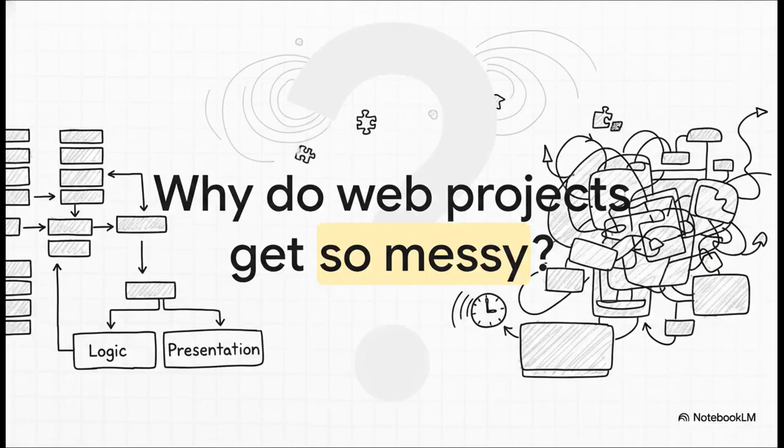But first, let's talk about a problem that, let's be honest, every single one of us has faced. You start a new project and everything's perfect. It's organized, it's beautiful, but then it grows. You add more features, the deadlines start getting closer, and before you know it, things are a tangled mess. Your logic is all mixed up with your presentation, and that clean code base you started with feels totally unmanageable. So why does that happen?